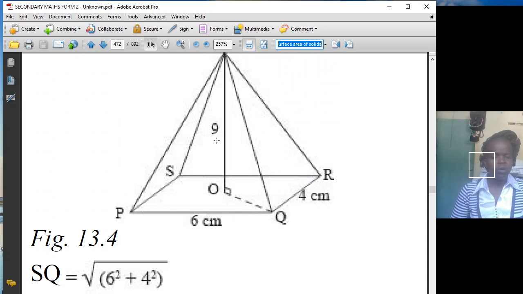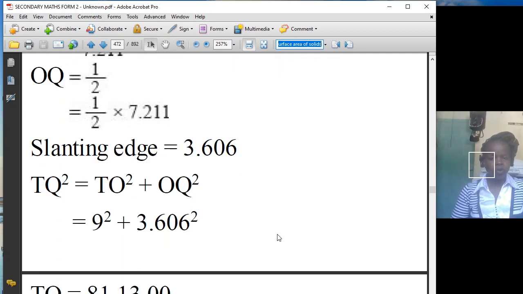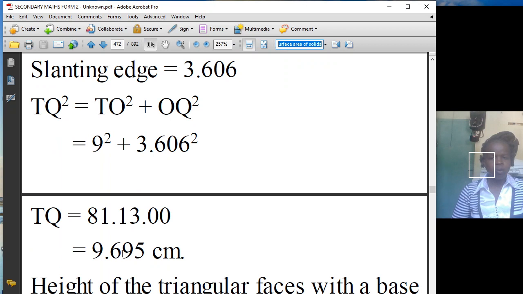So now, to get TQ, it will be 9 squared plus 3.606 squared. You find the square root, it will give you TQ. So TQ is equal to TR, it's equal to TS and TP. The 4 edges are equal. On getting TQ, we have 9.695.